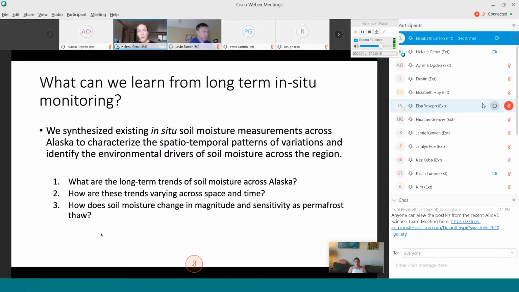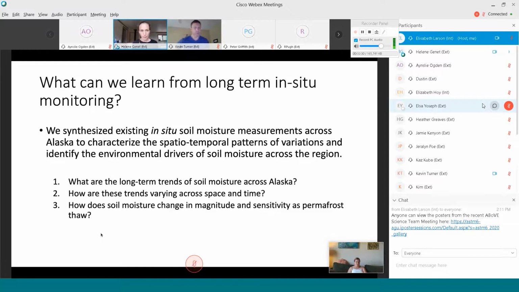So we put it together as a synthesis. At the beginning, we were very ambitious, and we thought, we're going to synthesize all the in-situ soil moisture records for the circumpolar region. We started with that, and very early on, it appeared that the quality and the resolution, both vertical and temporal, of these in-situ measurements vary greatly across the circumpolar region. So we thought, well, maybe first we start with what we know best, which is Alaska. So we synthesized existing in-situ soil moisture measurements across Alaska to characterize the spatial and temporal patterns of variation and identify the environmental drivers of soil moisture across the landscape.